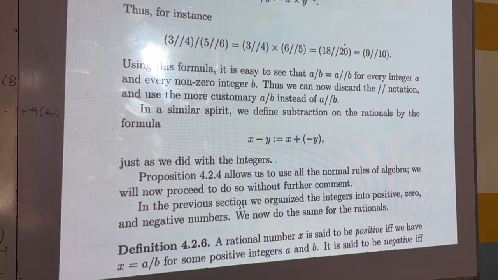In the previous section, we organized the integers into positive, 0 and negative numbers. We now do the same for rationals.